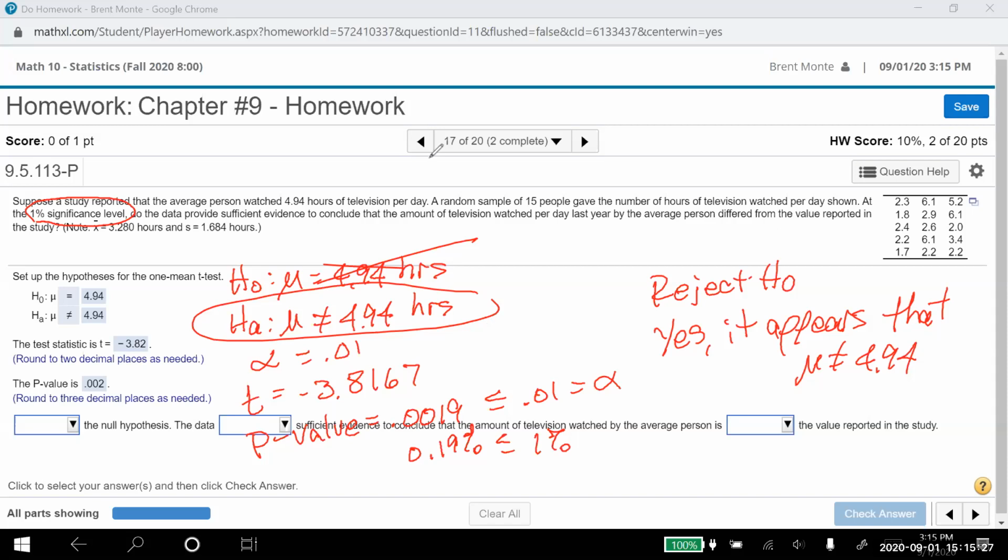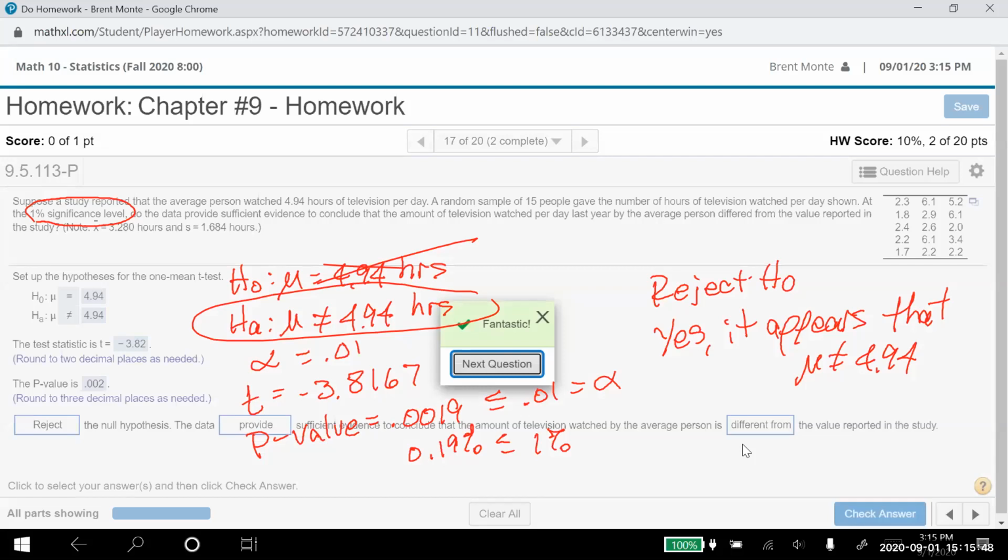All right, and let's put it in the words of the problem. So what did I do? I reject the null hypothesis. The data provides sufficient evidence to conclude that the amount of television watched by the average person is different from the value reported in the study. And I get a fantastic, which just gives me all kinds of happy feelings. I'm very proud of myself. I actually put in the right numbers this time, so that's a plus.